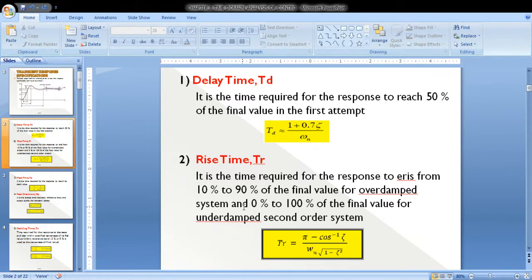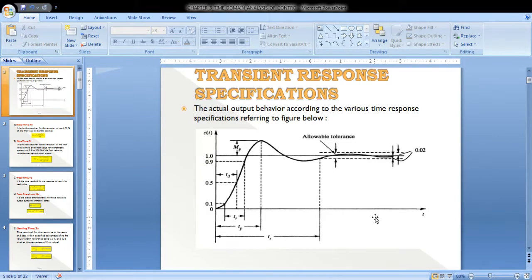Similarly, the second most important parameter is called rise time, denoted with TR. Now look at the definition. It is the time required for the response to rise from 10% to 90% of its final value for the overdamped system, while from 0 to 100% of its final value for the underdamped system. So again, it depends upon the type of system. But the important keyword in this definition is rise.